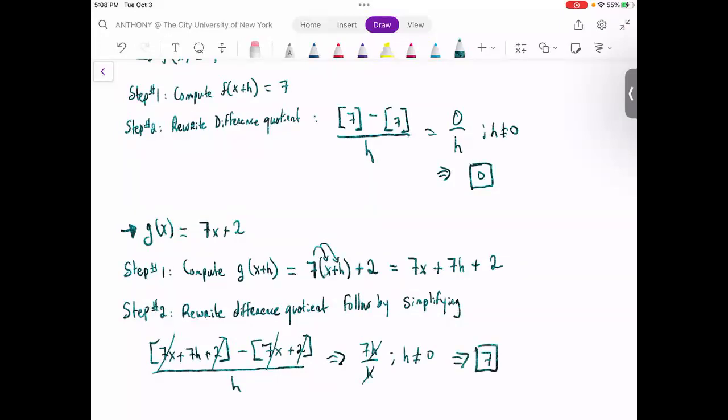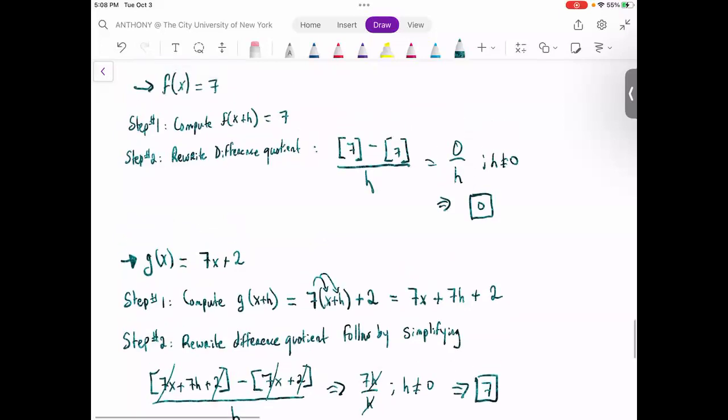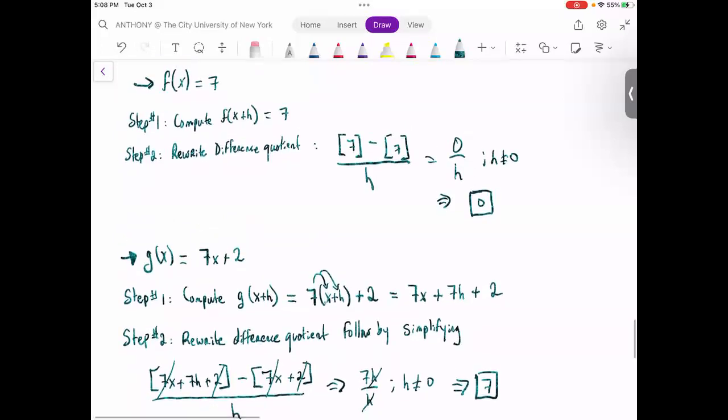Now, there was a whole reason why I talked about these functions. In the first example that we did, f of x equals 7, we knew that it was a constant function. And what is the slope of this constant function? You look back into your notes. What did we say the slope of a constant function is? 0. Well, look at the difference quotient. What did we get?